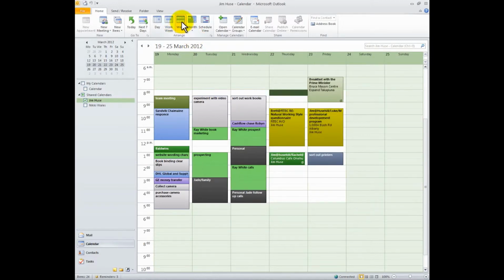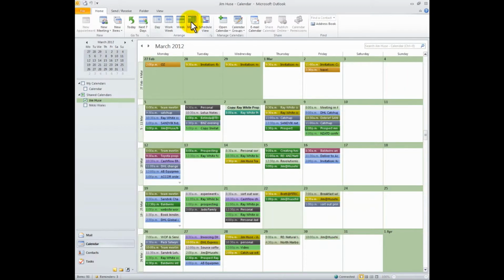Then there's the seven-day week, which is even worse because you only get one day in advance, plus a Saturday and Sunday, which you may not be using. Then there's the month view, where you can plan things across the whole of a month.